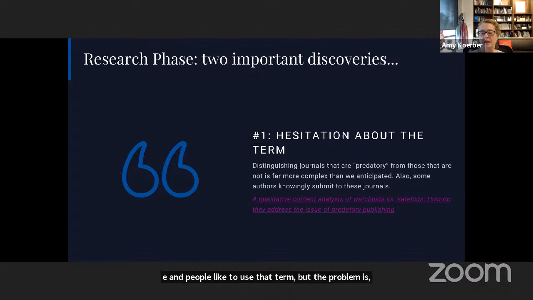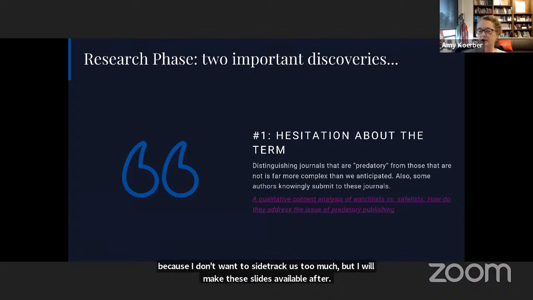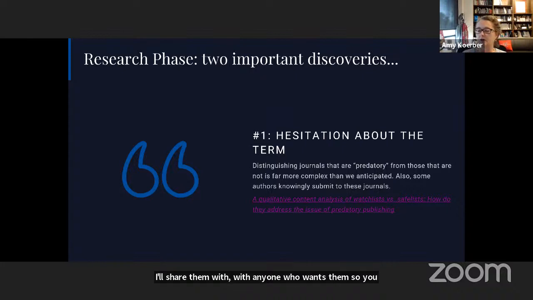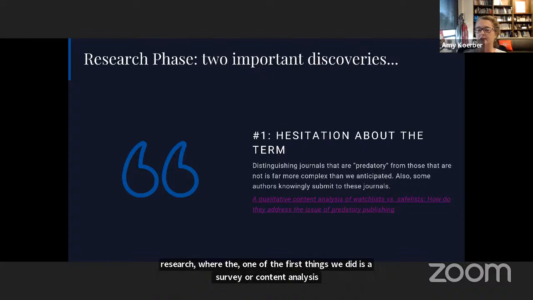And I put a link here, this article that's highlighted in purple down here, a qualitative content analysis of watchlist versus safe list. How do they address the issue of predatory publishing? I think I'm not going to open it up because I don't want to sidetrack us too much, but I will make these slides available after. I'll share them with anyone who wants them, so you can link to that article if you want to. That article is basically where we reported our very early part of our research, where one of the first things we did is a survey or content analysis of all these lists.